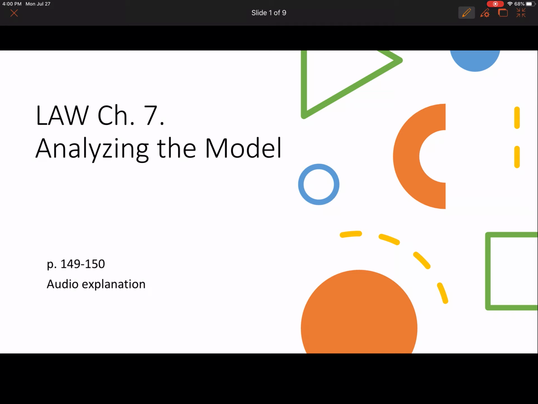Okay, before we analyze the model, you should read the objectives, or what are the goals for Chapter 7, and the brief introduction on your own. When you're ready, turn to the model, read the model on your own, and try to do the analyze the model questions. Then come back and use this video as a review.